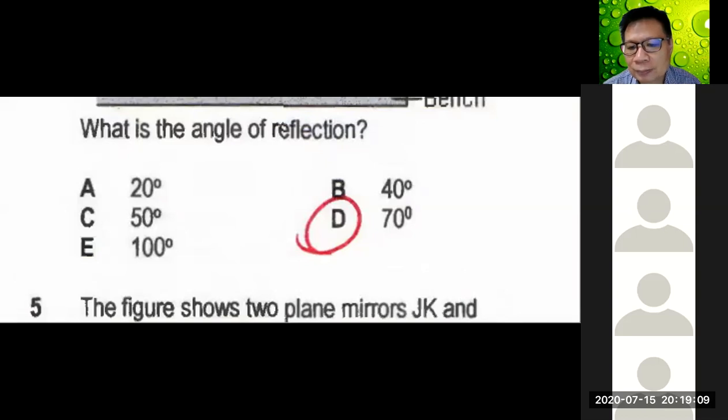Hashini, why is the answer 70? Wait, sir. Okay, I wait for you, Hashini.